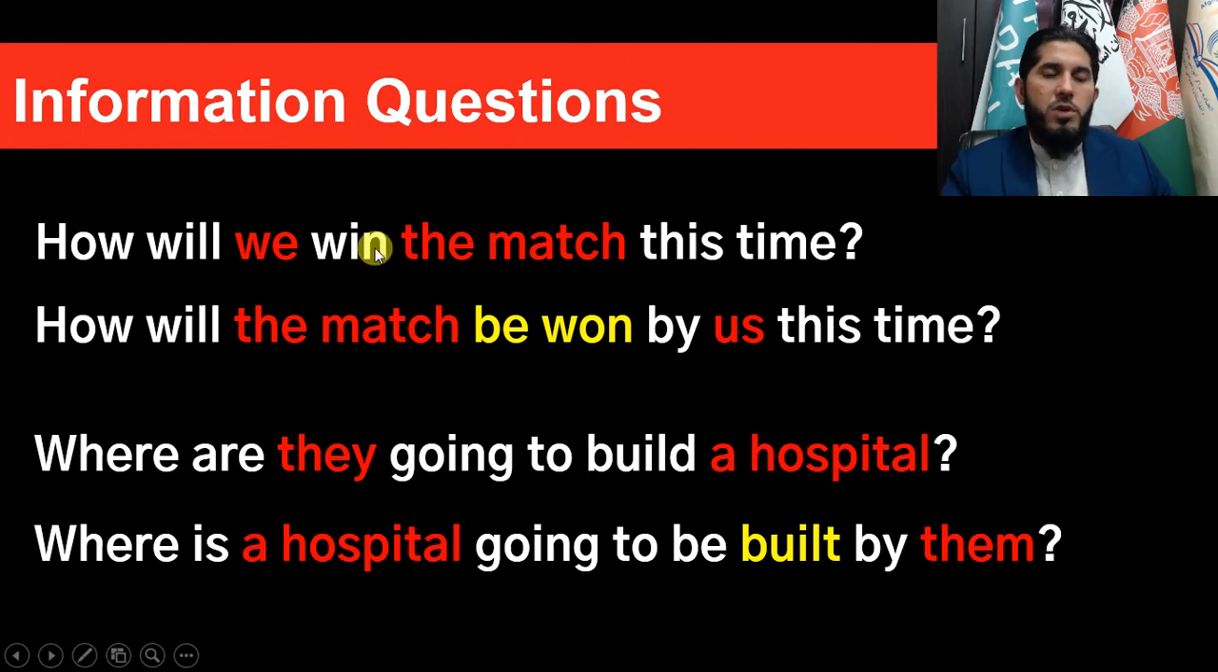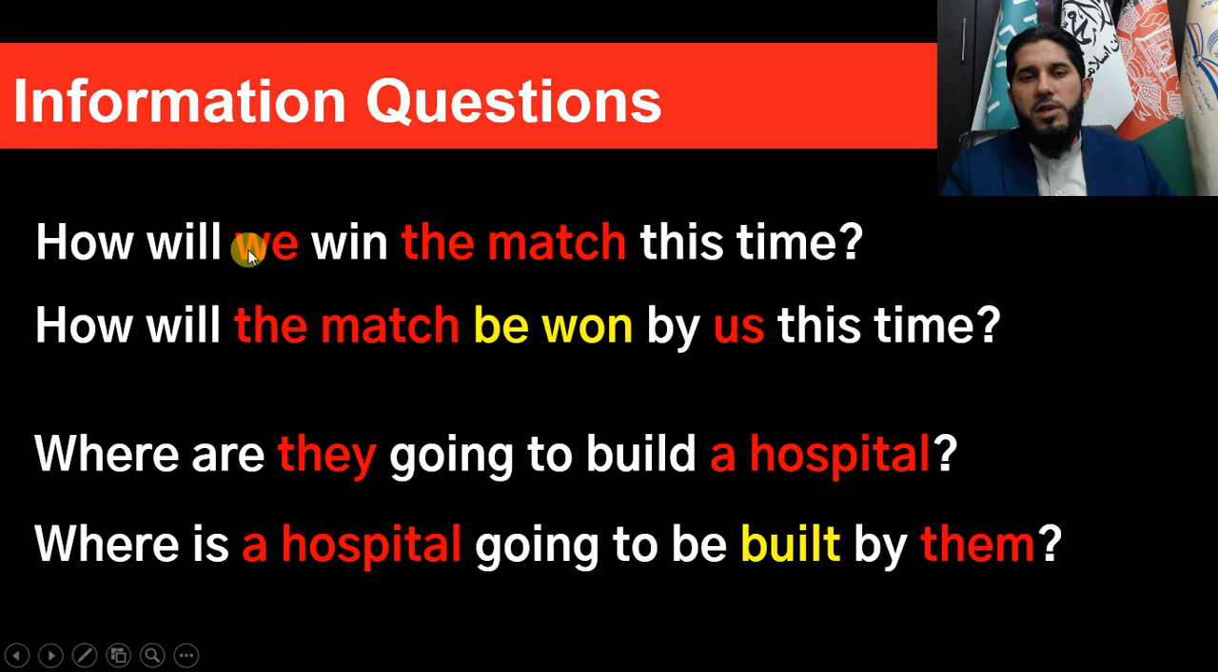Information questions or WH questions. Look at the first example. How will we win the match this time? So at the beginning, you bring the WH question word, then will, or be going to. The second example comes with the auxiliary be going to, but the first example was will. So how will we win the match this time? How will the match be won by us this time?